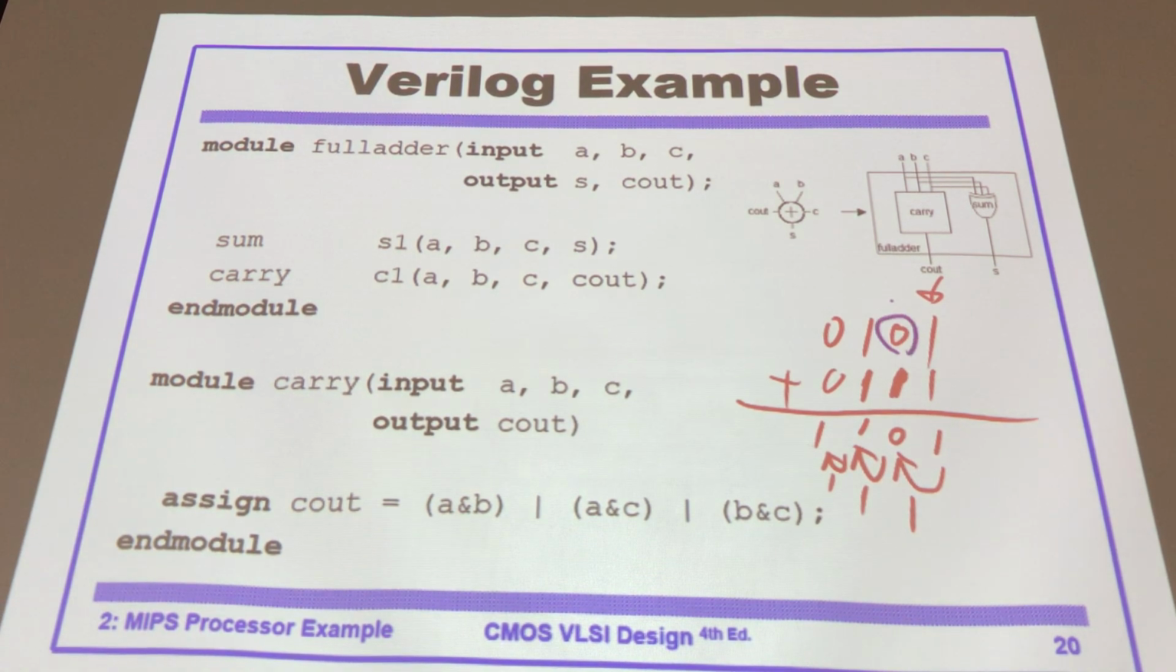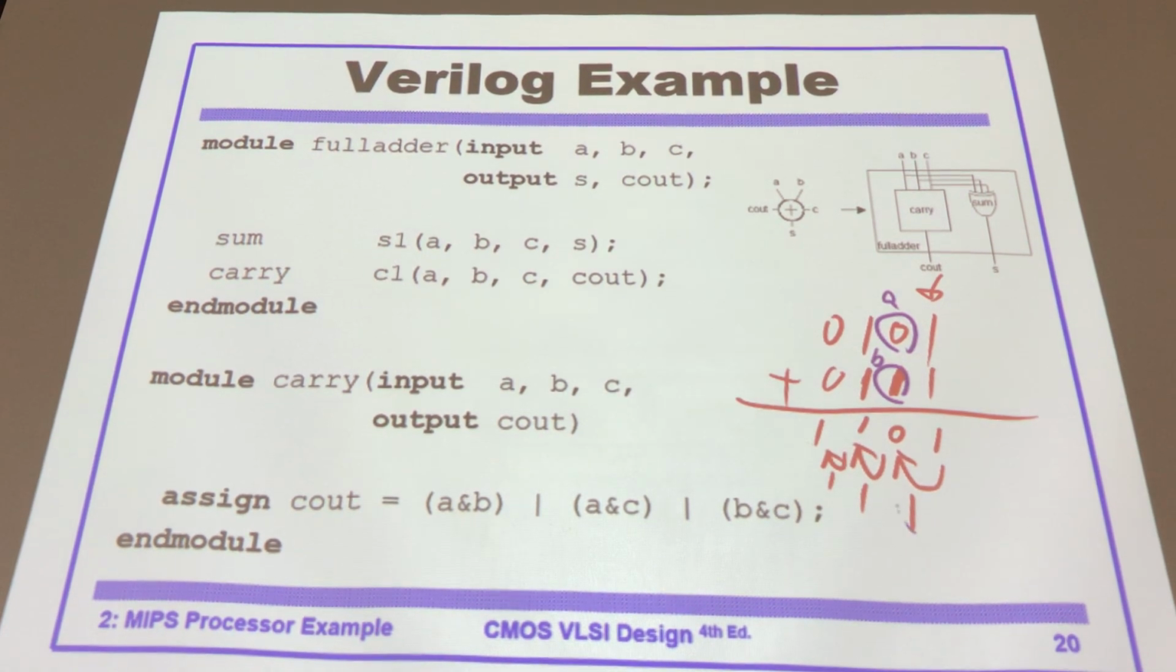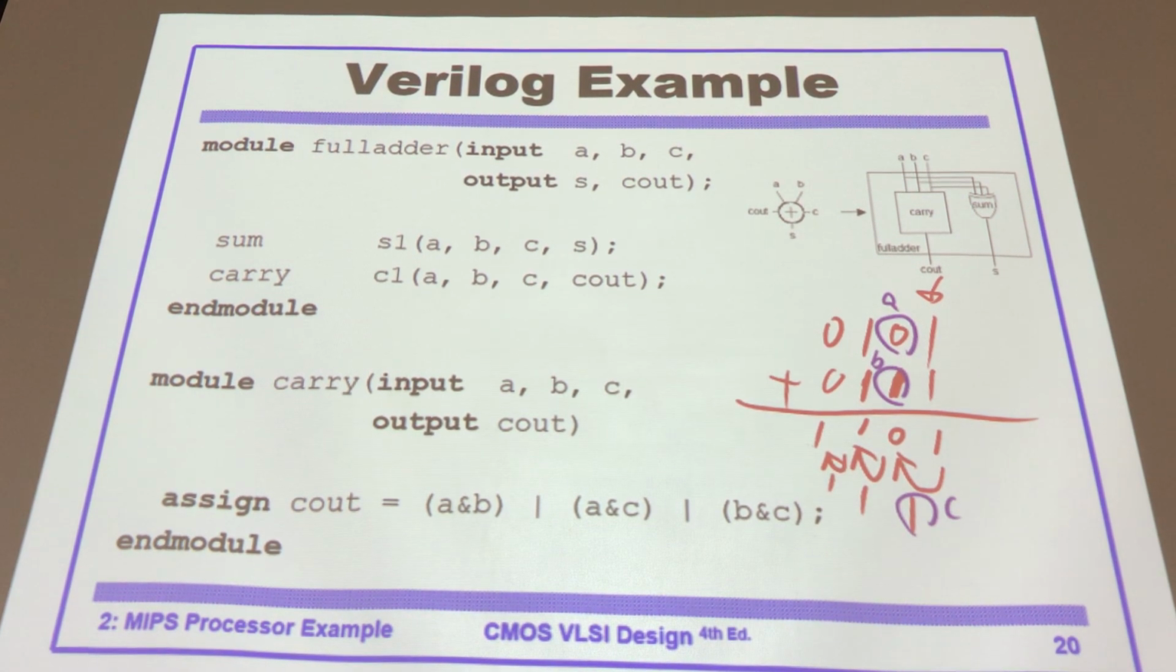So this is A, this is B, and this is C carry in. You generate sum and carry out. For each bit condition, you need one full adder. So how do you write the code? How do you write the Verilog code for this small adder?